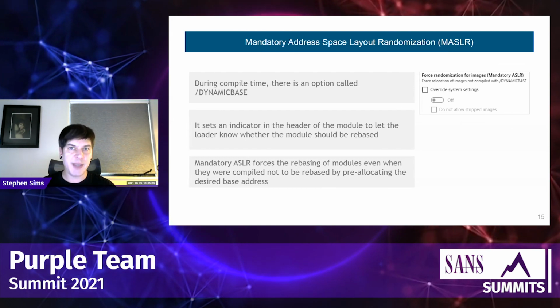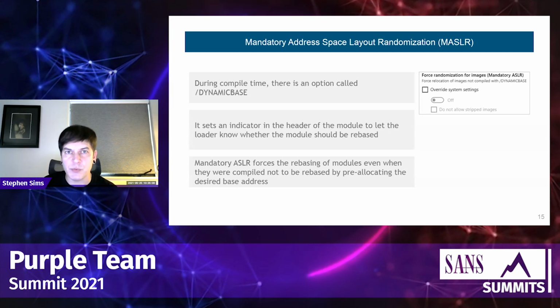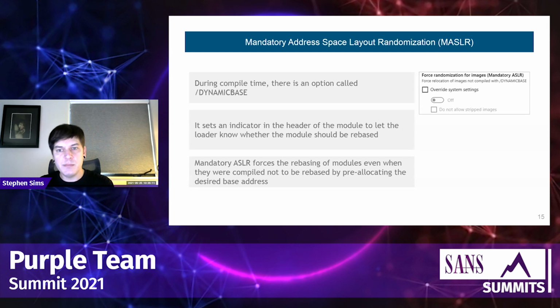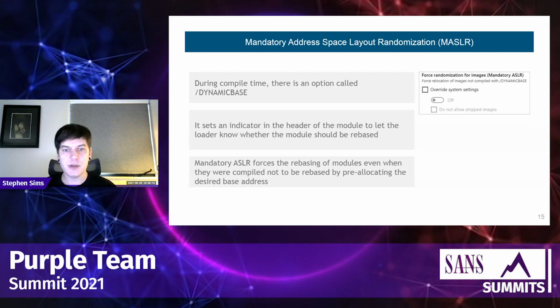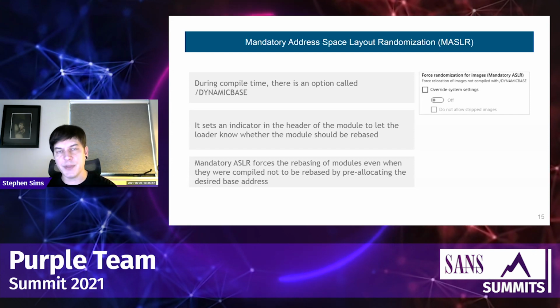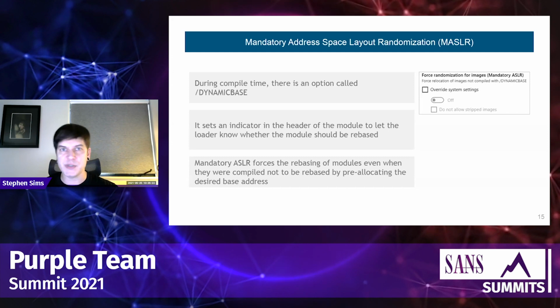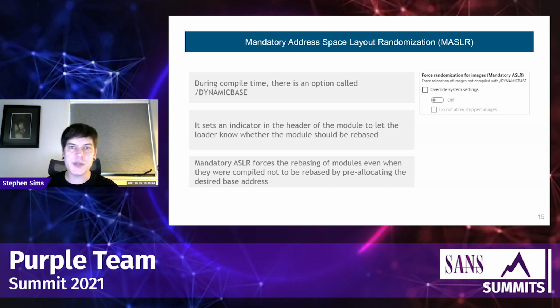So as an attacker, we rely on information disclosure bugs or static modules. This mitigation does not protect against information disclosure bugs. So if I can get a memory leak and leak out the address of something, I can calculate the offset relatively and get the base address, and it's game over. This doesn't protect against that.